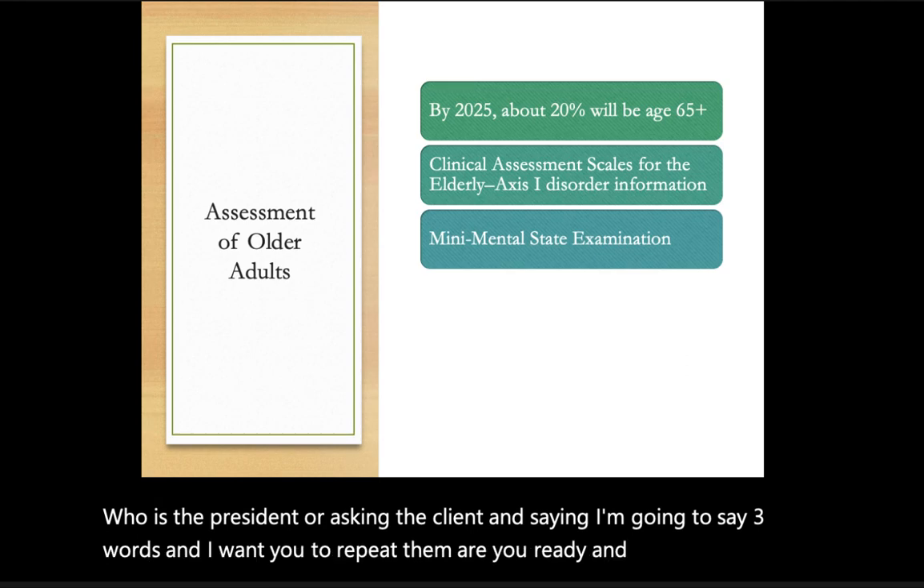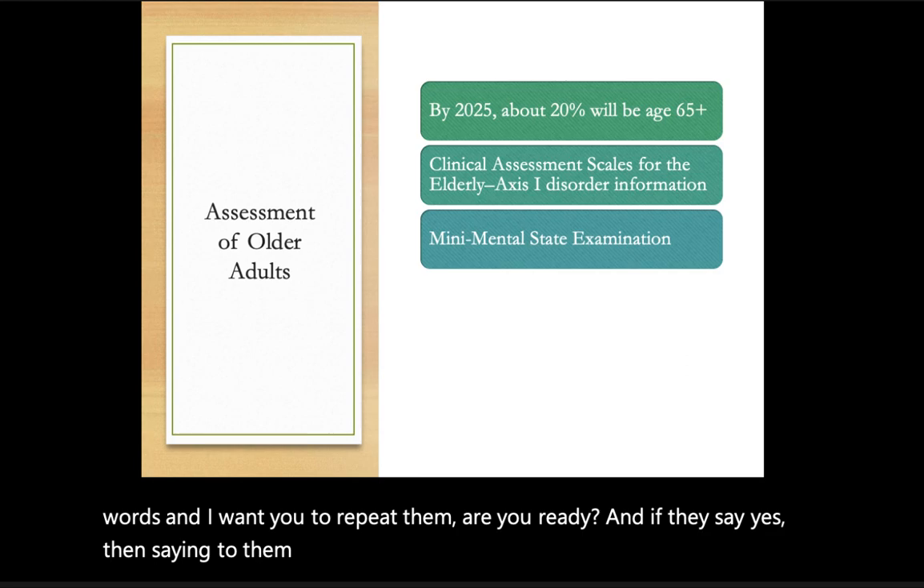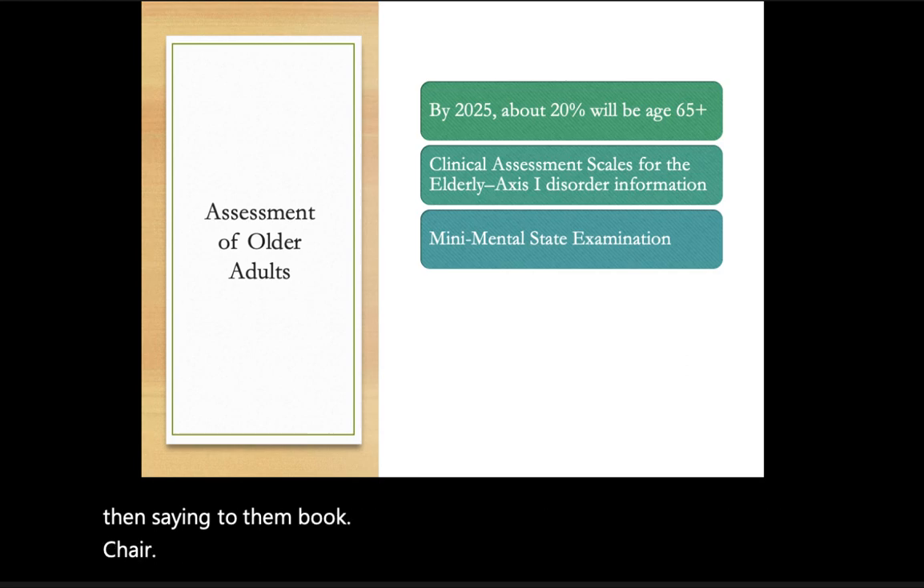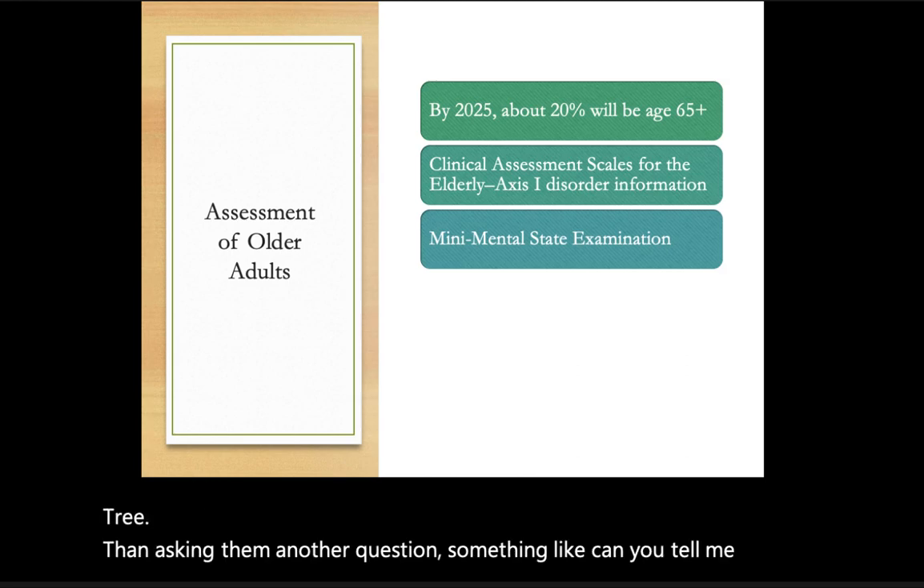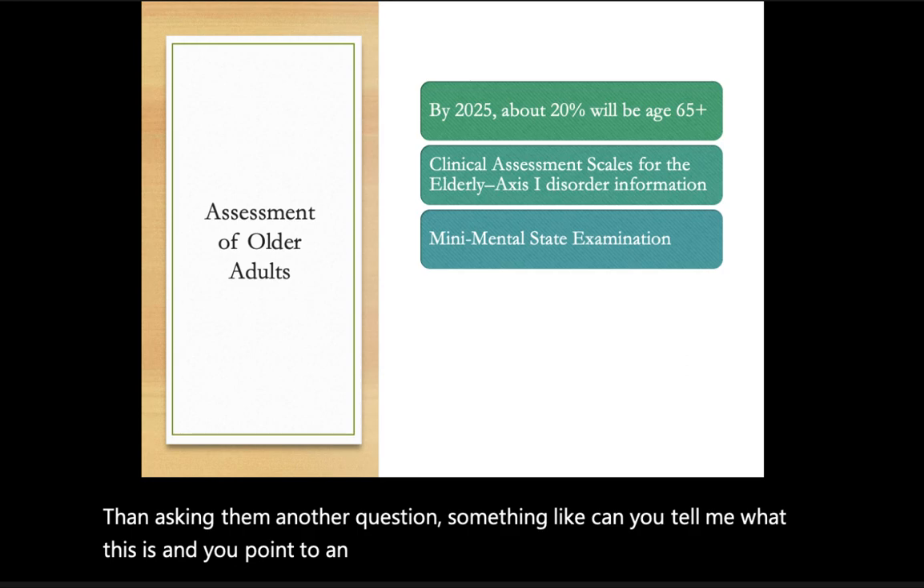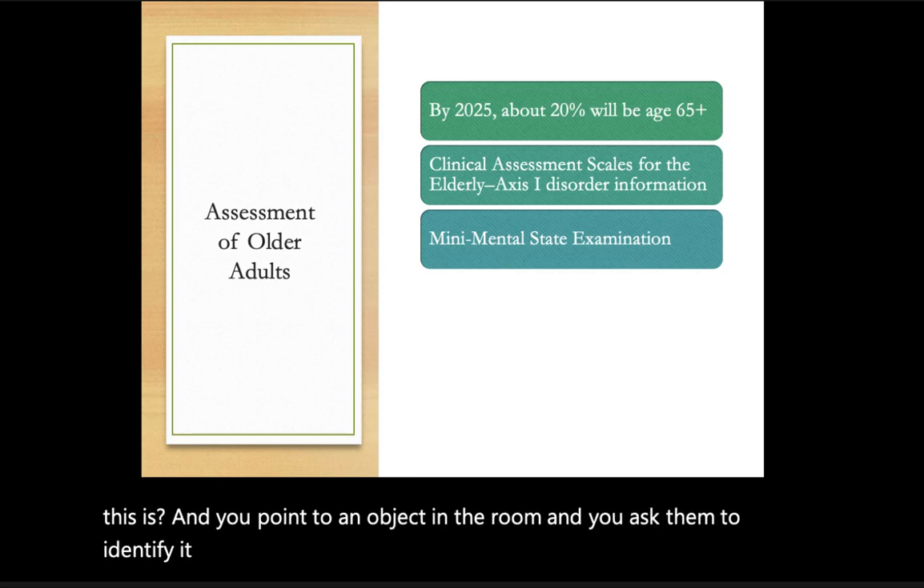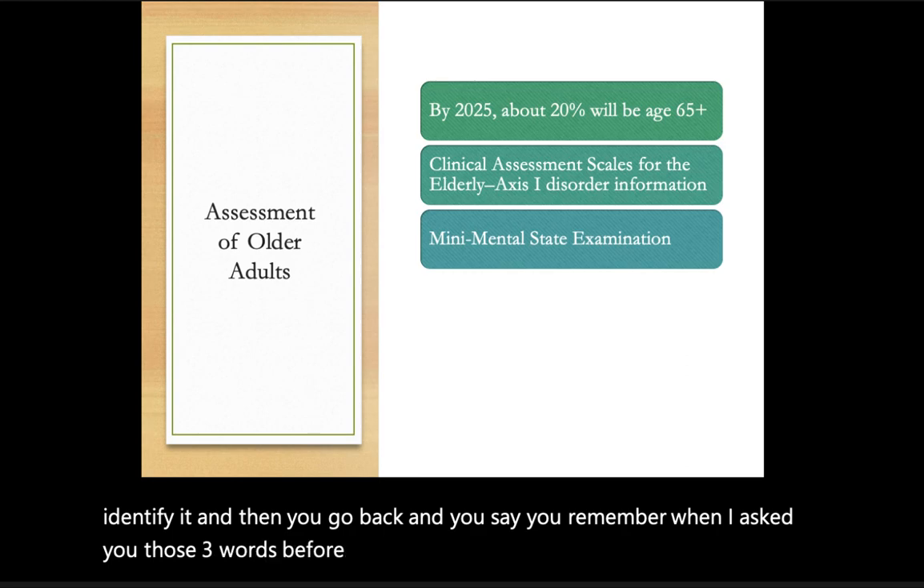And if they say yes, then saying to them, book, chair, tree. Then asking them another question, something like, can you tell me what this is? And you point to an object in the room and you ask them to identify it. And then you go back and you say, you remember when I asked you those 3 words before? Can you tell me what those are? And you see if they can repeat them back to you.